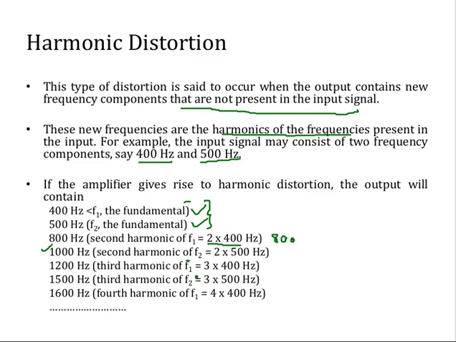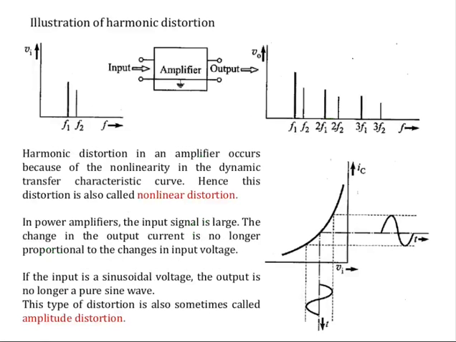Then you may have 3 times the fundamental frequency, that is 1200 Hertz, or 3 times the fundamental frequency of 500 Hertz, which will give you 1500 Hertz. So these components are getting included in the output because of some circuit reasons. That is known as harmonic distortion.